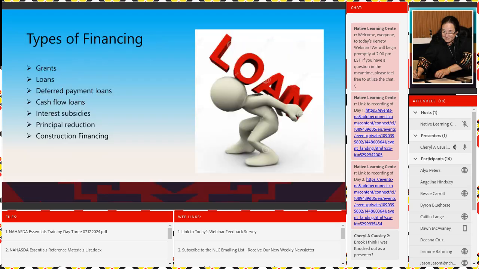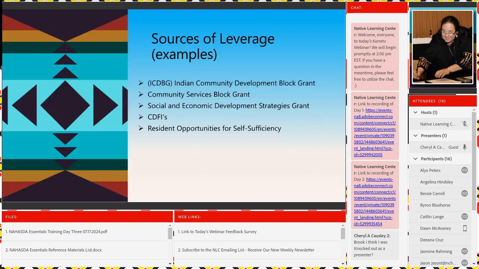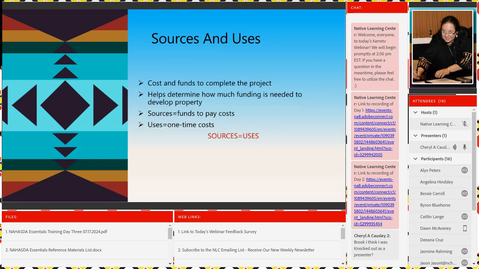We're going to continue with those allowable activities and talk about types of financing. You can utilize grants, loans, deferred payment loans, cash flow loans, interest subsidies, principal reduction, and construction financing. You can leverage NAHASDA funds. Some of the examples are the Indian Community Development Block Grant, the Community Services Block Grant, Social and Economic Development Strategies Grants, CDFIs, and Resident Opportunities for Self-Sufficiency.